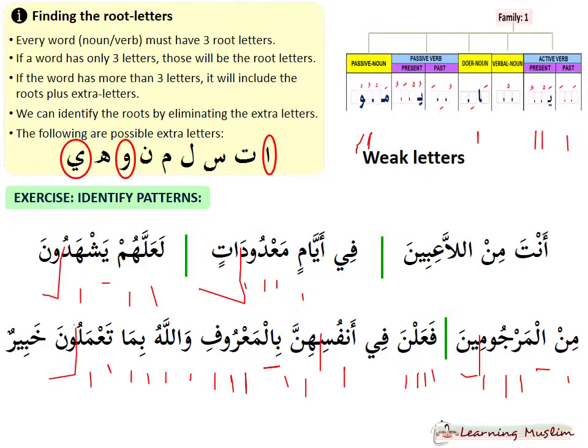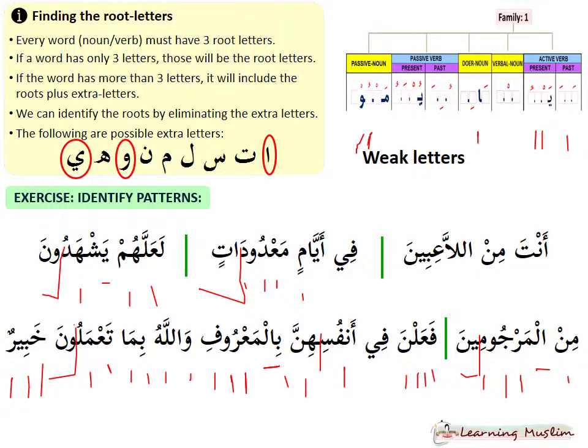Ta is extra. So we are left with ain, mim, and lam. Those are our roots. Right, the next word, khabirun, is a noun because it ends with tanween. Kha is root, ba is root, and ra is root, ya is extra. Khabir means someone or something that has information, or is informed.